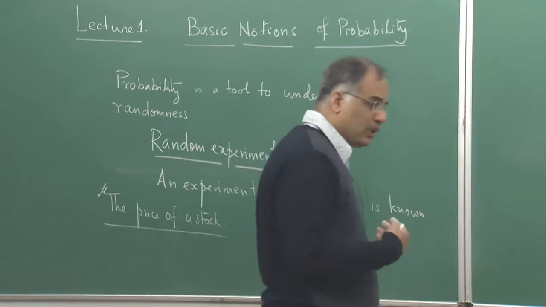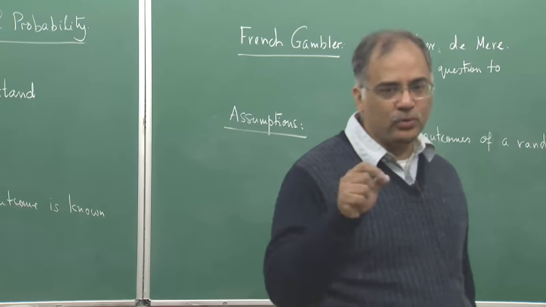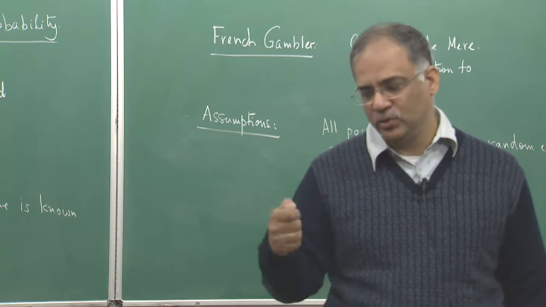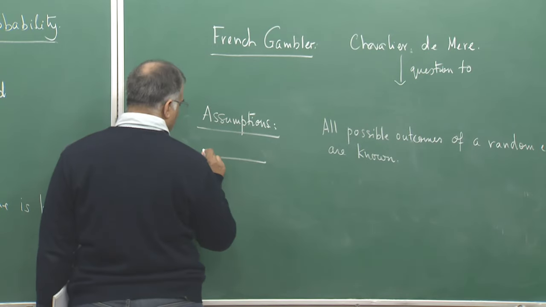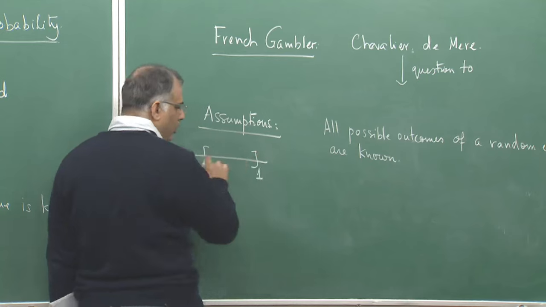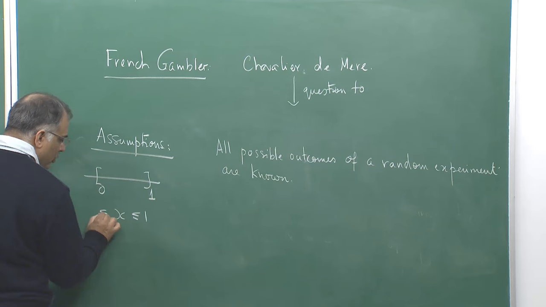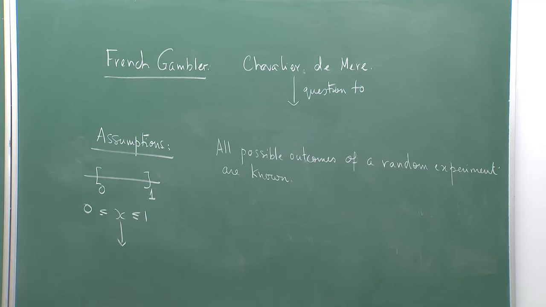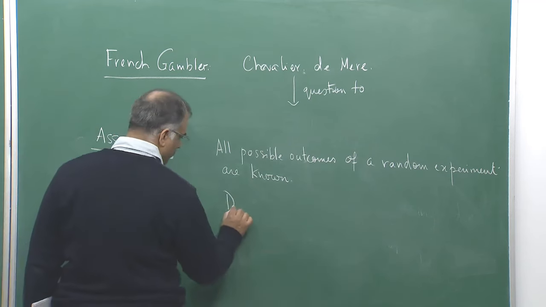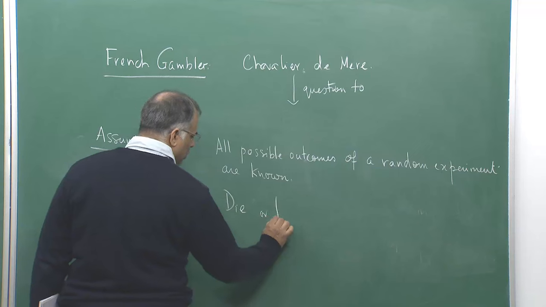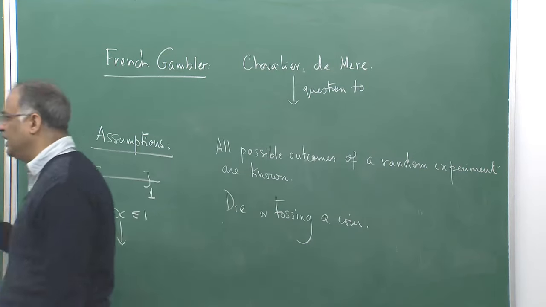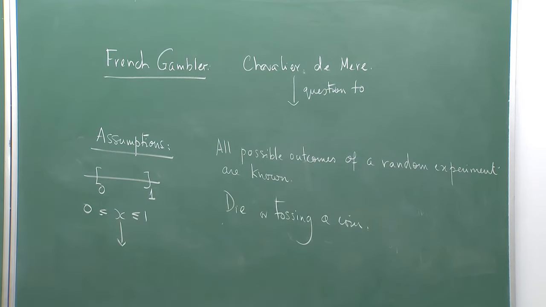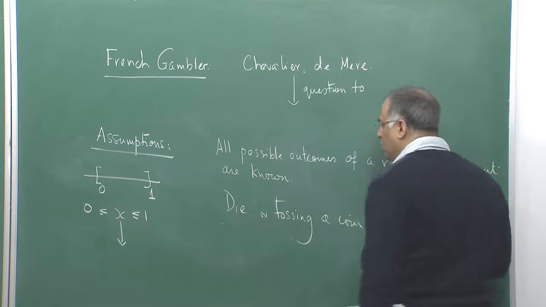The number of possible outcomes could be finite or could be infinite. If I am choosing one real number randomly out of the interval 0 to 1, then all possible outcomes are any number between 0 and 1. Any x between 0 and 1 is a possible outcome. Here I have infinite possibilities. But for throwing a die or tossing a coin, I have finite possibilities.